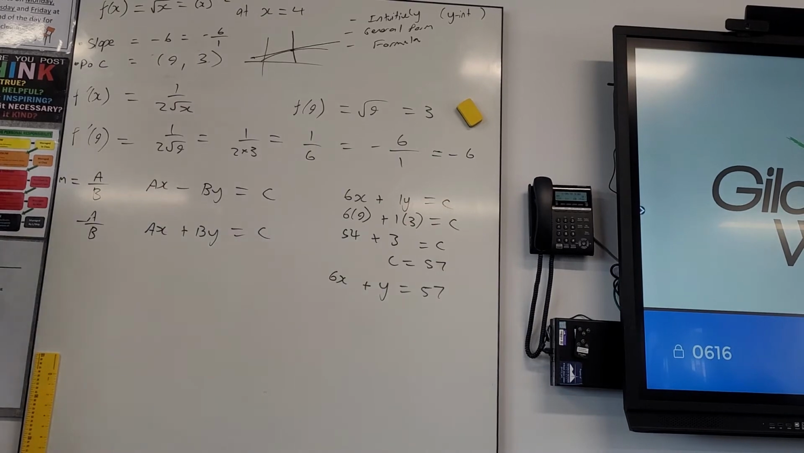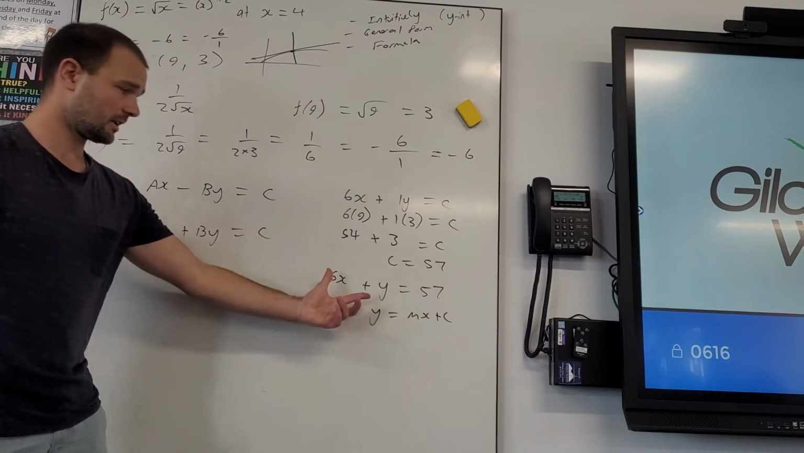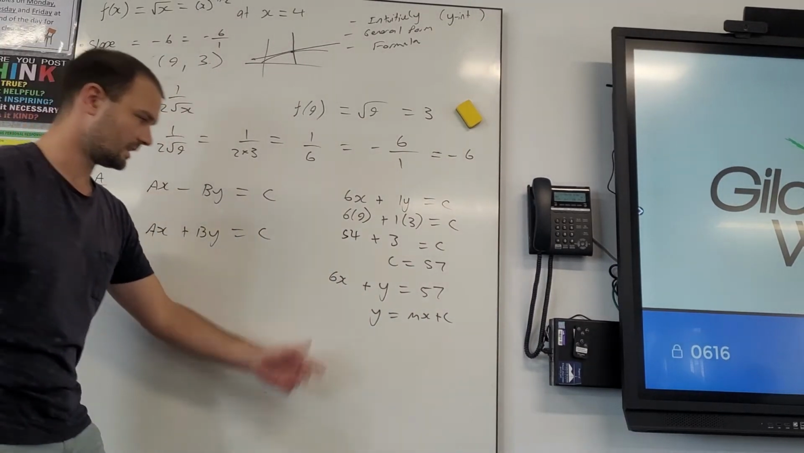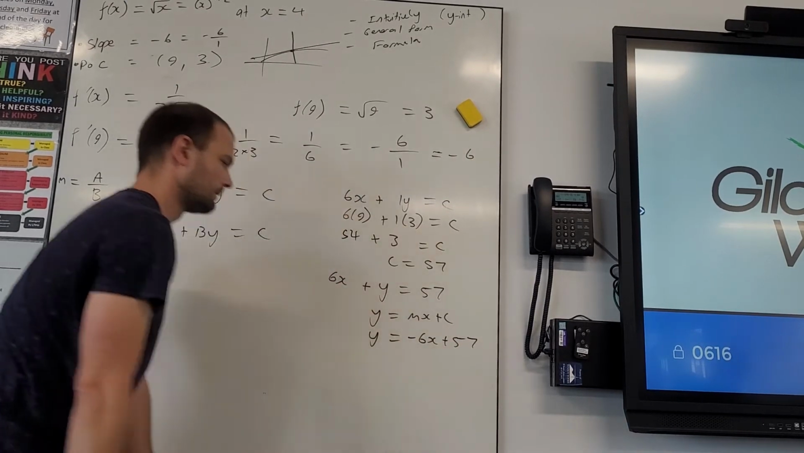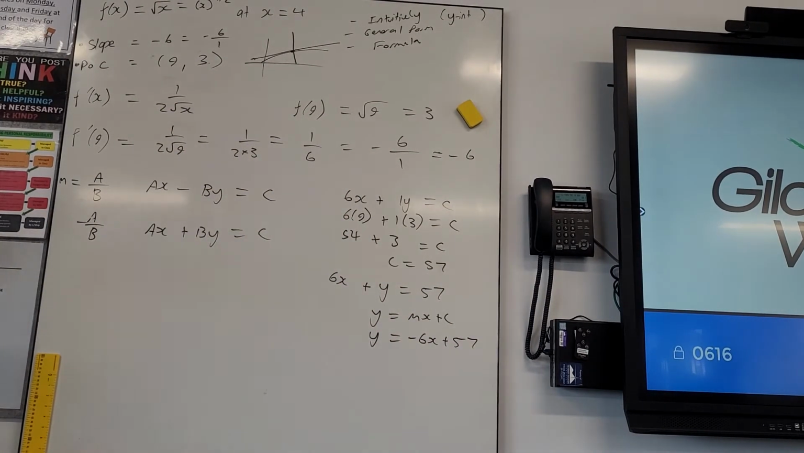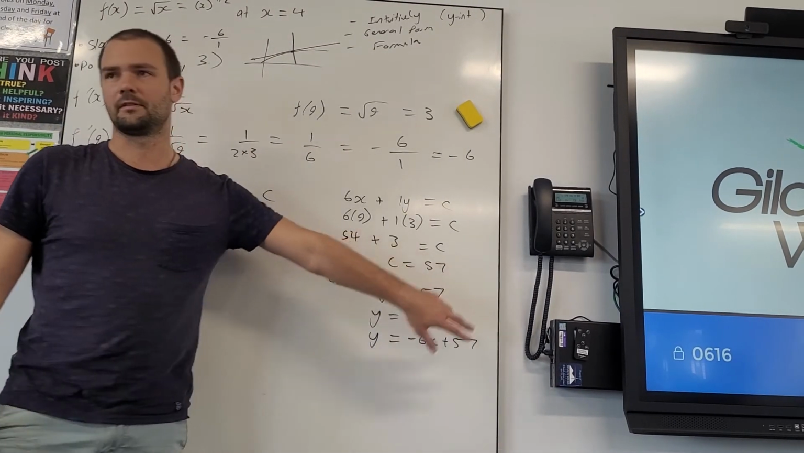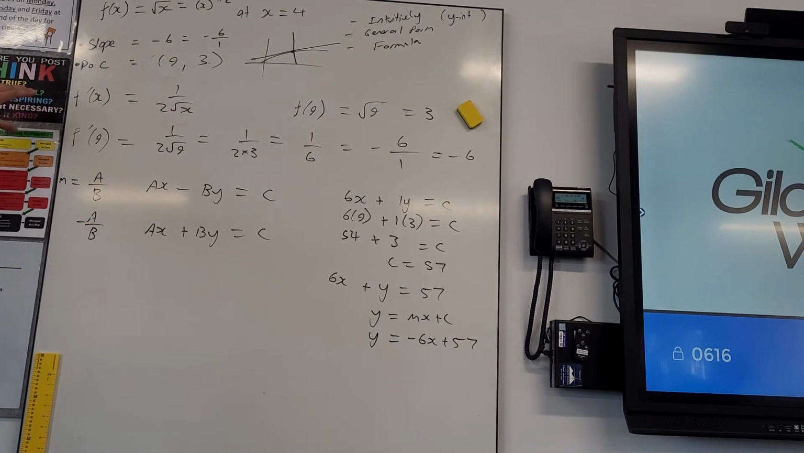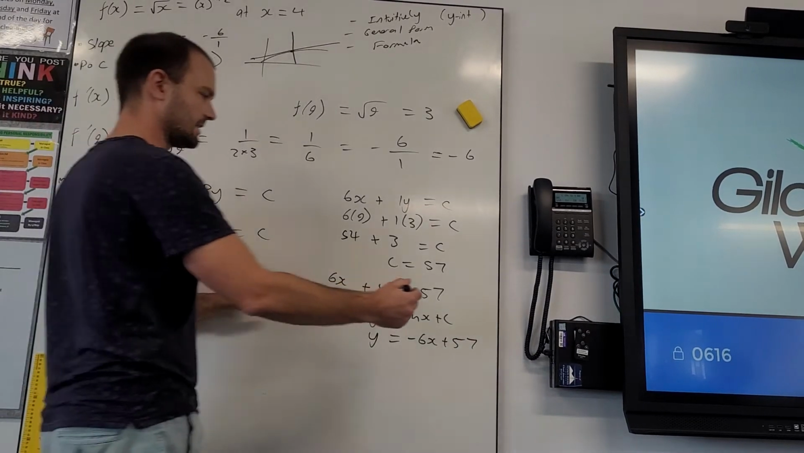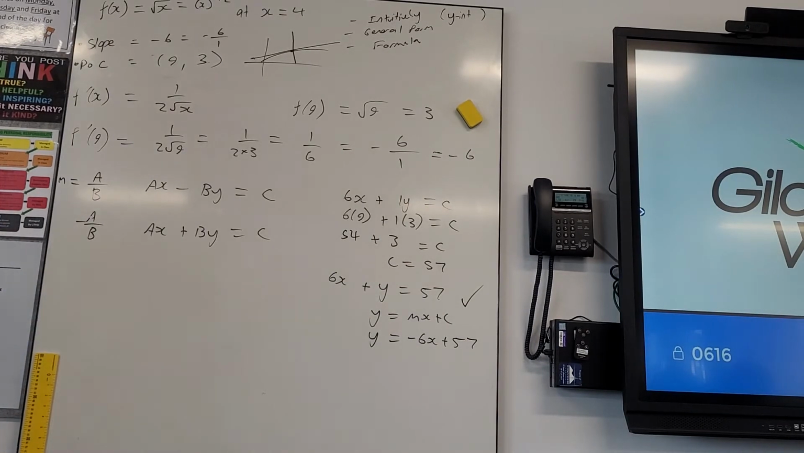Now remember, y-intercept form is y equals mx plus c. And so you could rearrange this quite simply to get y by itself. You'd have y equals minus 6x plus 57. So you can just rely on y-intercept form and then convert it to general form, but it just makes things a bit longer. It's better to be competent at both processes. Any questions about this one? Okay, so we've got full marks here. We've expressed it as the equation of a line in general form. That's the equation of the normal.